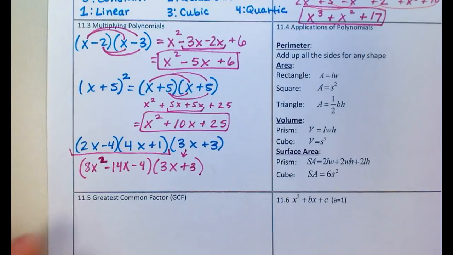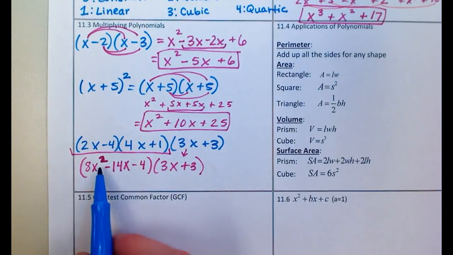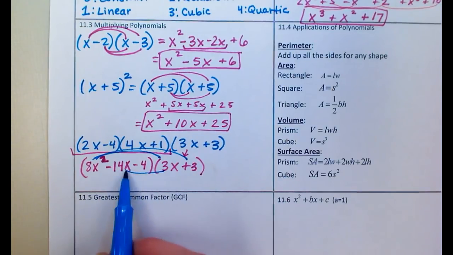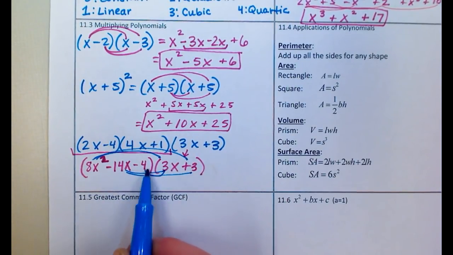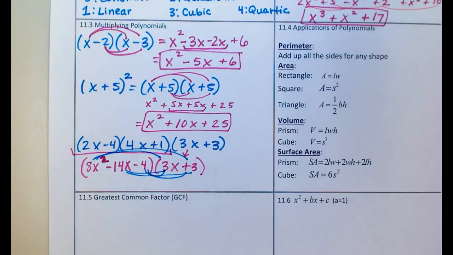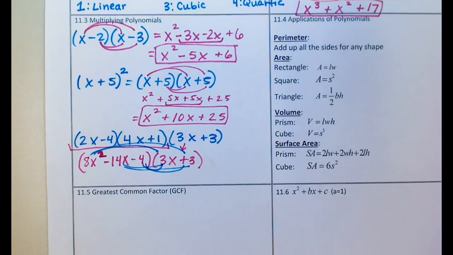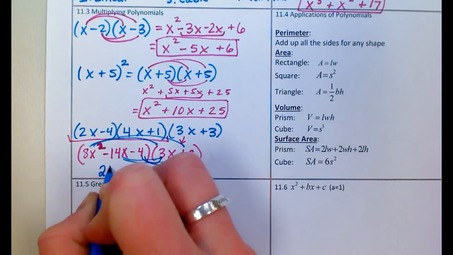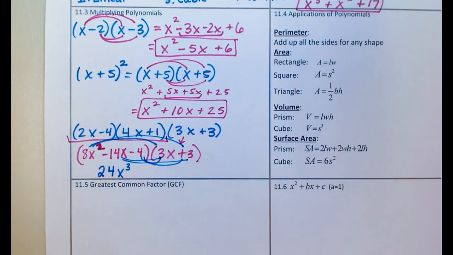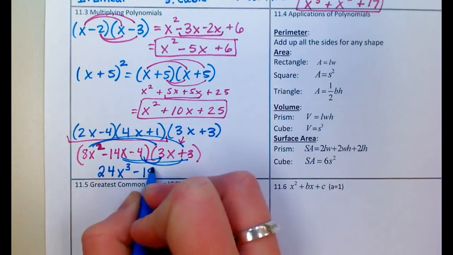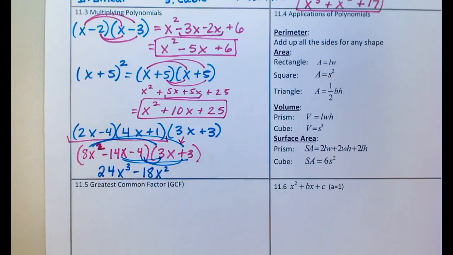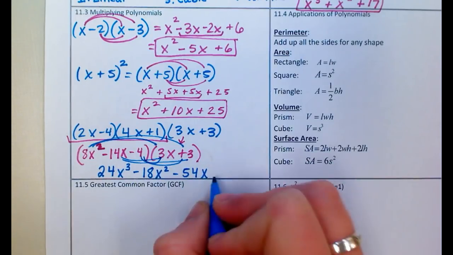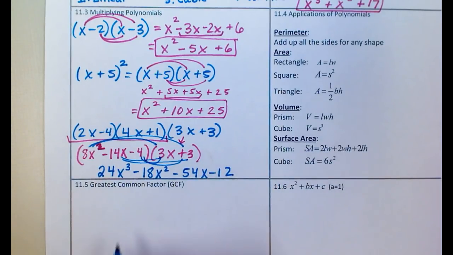And I would make sure I distributed each of the terms from the trinomial to each of the terms in the binomial. My final answer for this one, if you want to work it out, please work it out, but the final answer for this one ends up being 24x cubed minus 18x squared minus 54x minus 12.